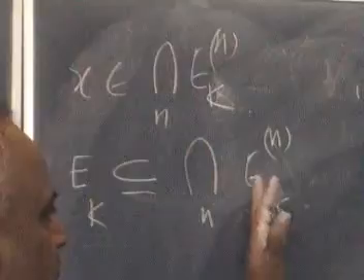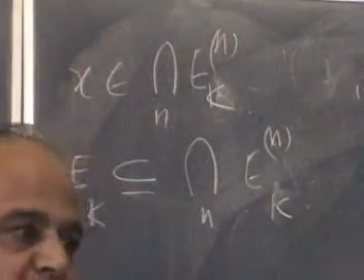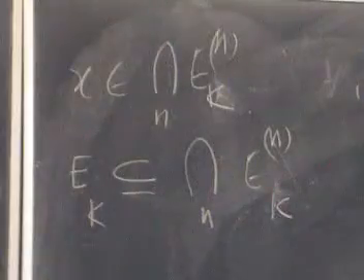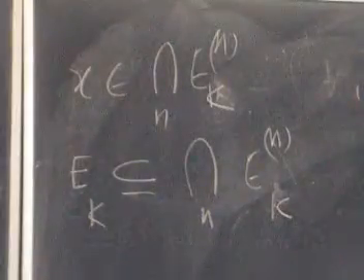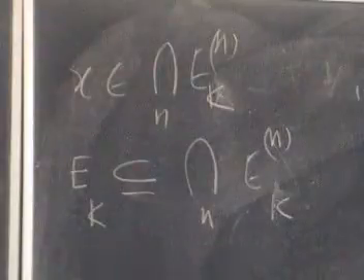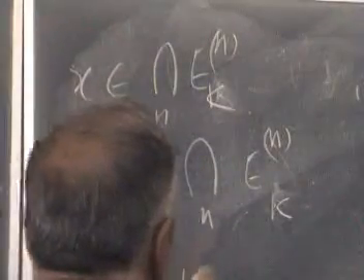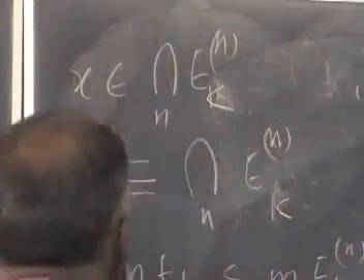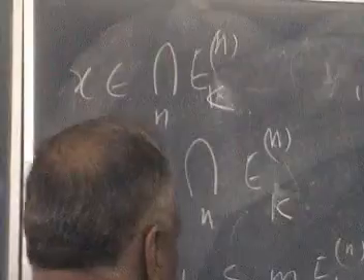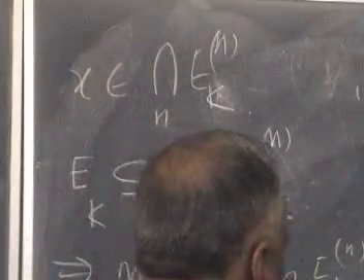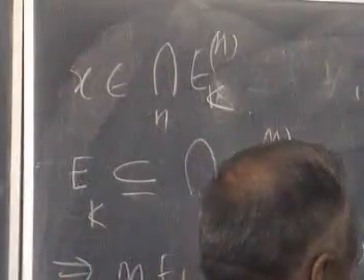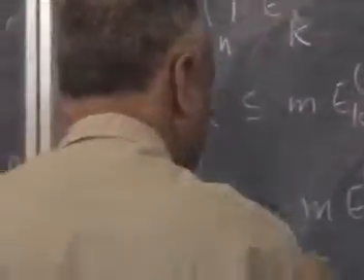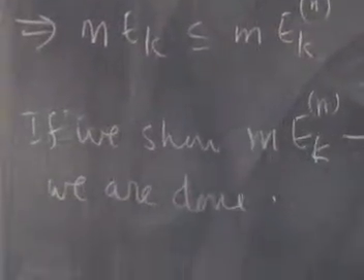Now suppose I say that as n goes to infinity, this drops off to 0. I am finished. Suppose I show that the measure of E_{k,n} goes to 0 as n goes to infinity. Okay? So therefore, what do I get? Measure of E_k is less than or equal to measure of E_{k,n} for every n. If we show measure of E_{k,n} tends to 0 as n tends to infinity, we are done. Okay? See, finally now I come to measure of E_k.